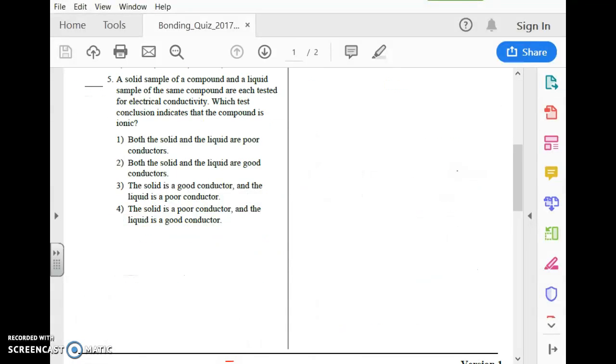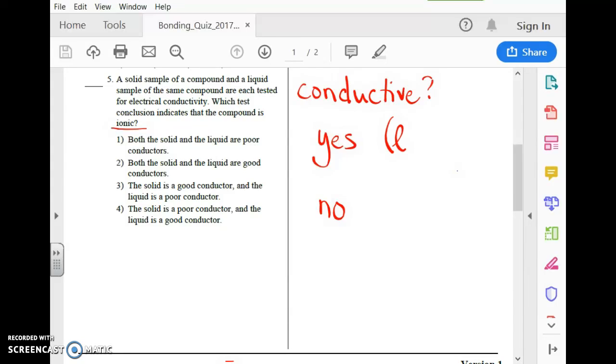Number 5, a solid sample of a compound and a liquid sample of the same compound are each tested for electrical conductivity. Which test conclusion indicates that the compound is ionic? Well, you first have to recall, what does it mean to be ionic in terms of conductivity? Well, we said the following. It's a yes and no answer to the question of, is the sample conductive? The answer is yes when the ionic sample is in the form of a liquid or aqueous, meaning dissolved in water. The answer is no if it's a solid.